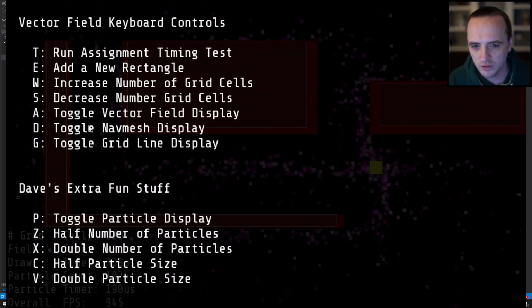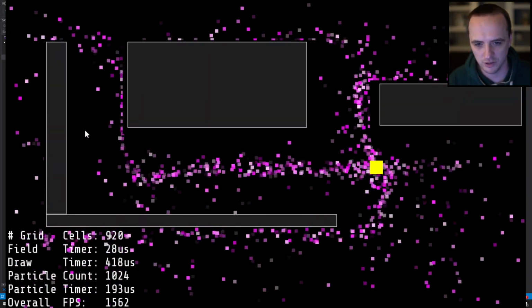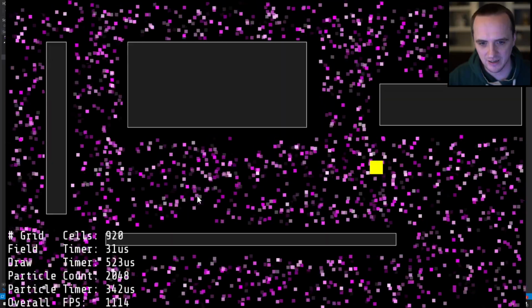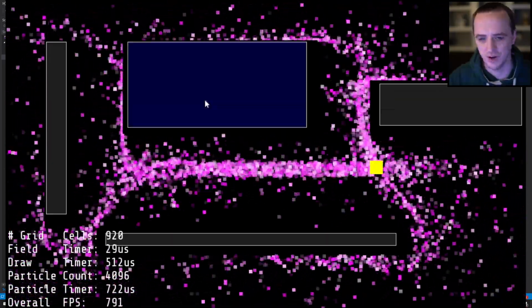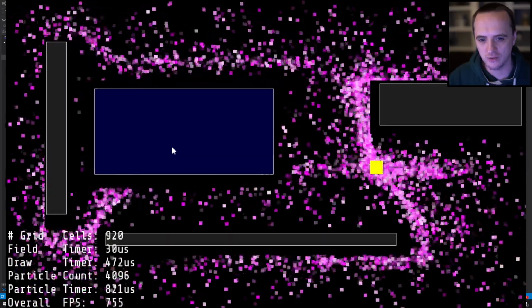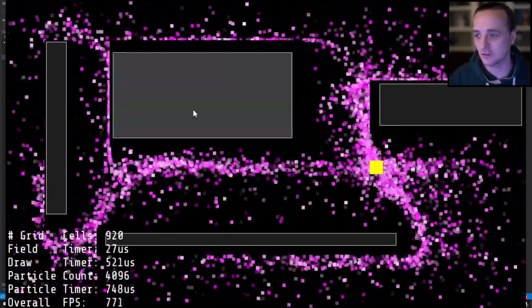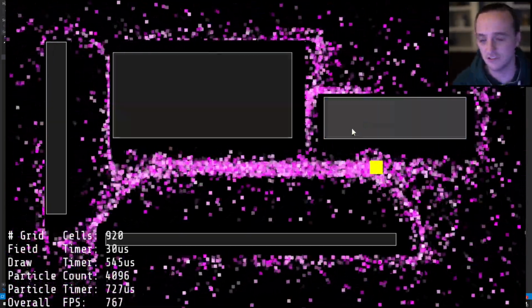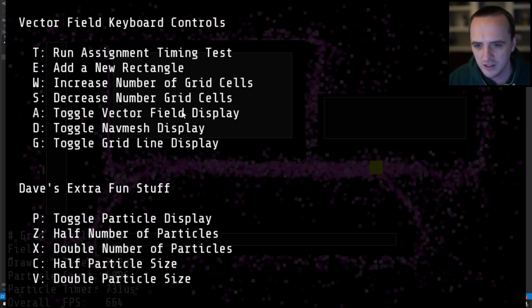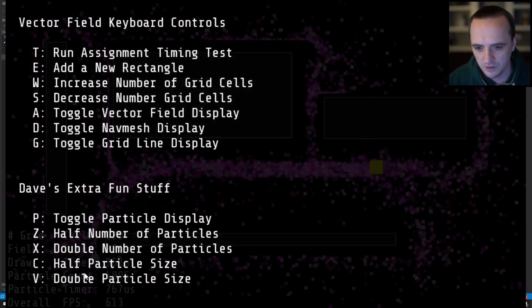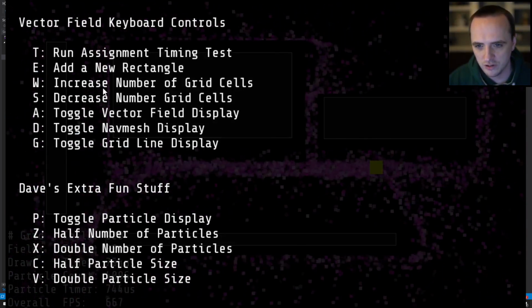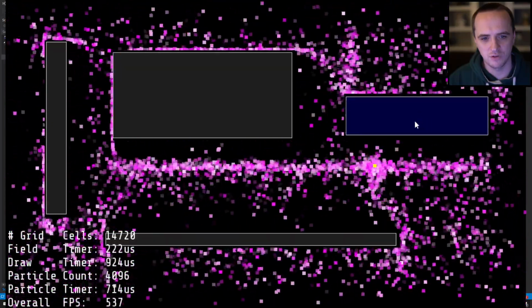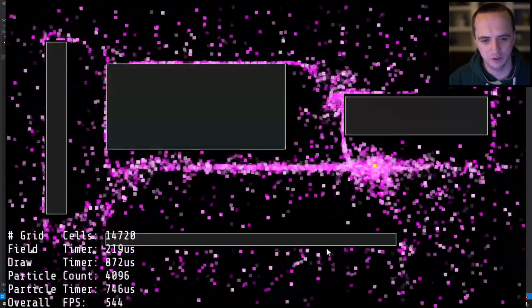toggle nav mesh display, toggle vector, okay, toggle nav mesh display. Okay, so now picture that I have a level. I can increase the number of particles, right? And as I move this around, you can see that the vector field is updating and this is doing all that cool pathfinding stuff. So this is exactly how I made the vector field for this. Let me increase the number of grid cells. There we go. Okay. So I've got more grid cells now and the pathfinding is looking a little bit nicer.